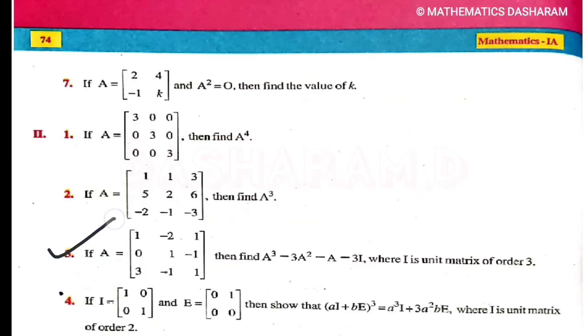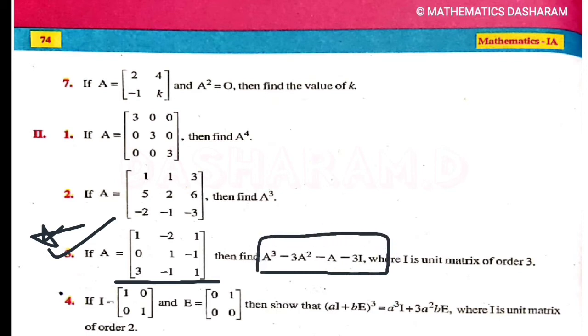Next, third problem, a very important question. Here matrix A is given, then find A cube minus 3A square minus A minus 3I, where I is the unit matrix of order 3. So what is the value of this?